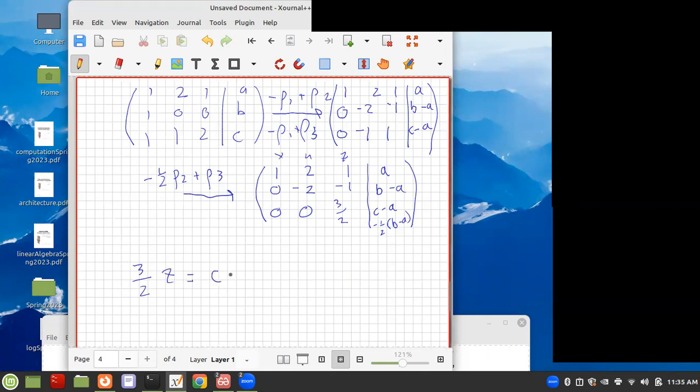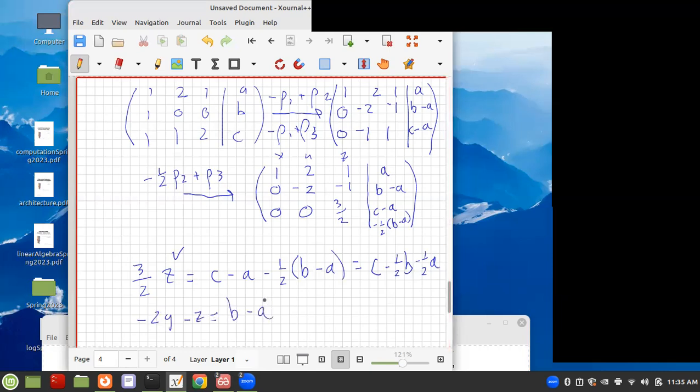z equals c minus a minus 1/2 b minus a, which we could simplify if we wanted to, being c, and there's going to be a minus 1/2 b, but then we have minus 1/2 times minus a is plus 1/2 a minus a, so that's going to be minus 1/2 a, and then we have to divide through by this. But you can see we have a value for z, and then the equation we're going to be able to solve: minus 2y minus z equals b minus a.